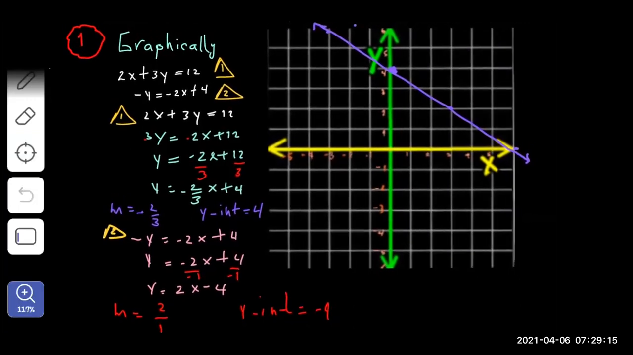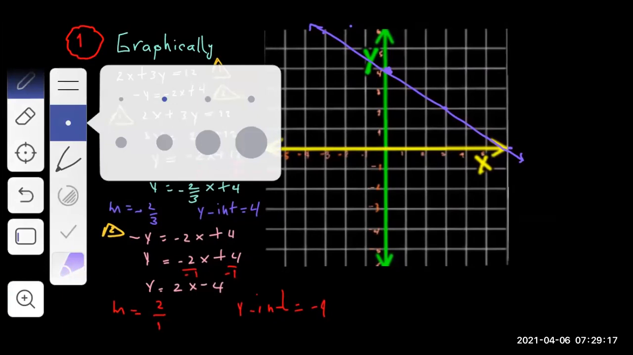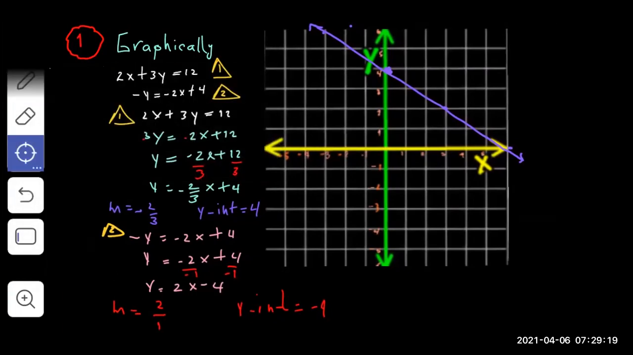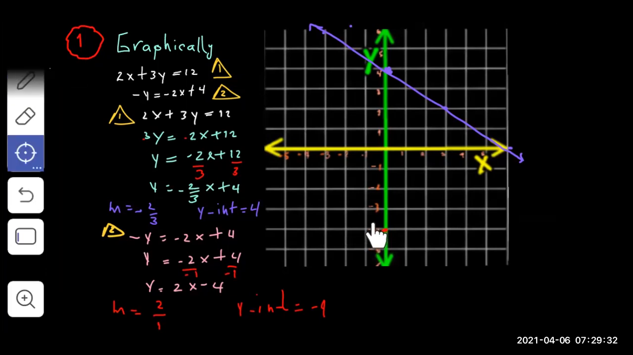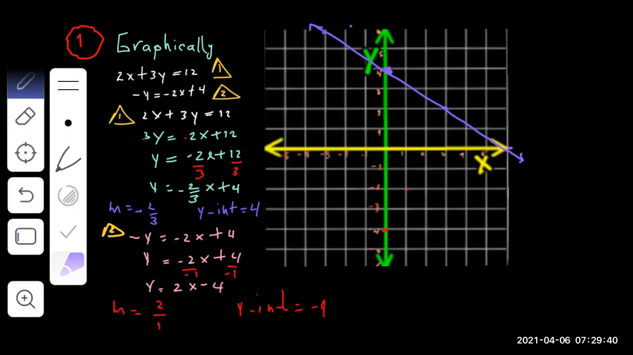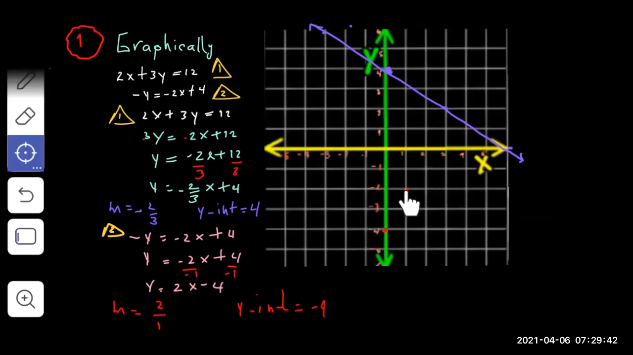Okay, using the basic idea. Let me get this a little bit bigger. So we got the y-intercept. The y-intercept is y equals -4: -1, -2, -3, -4. This is going to be the first point. -4 right here. And what is the slope? The slope is 2 over 1. Okay, 2 positive. 1, 2 up from this point, and 1 to the right. I'm going to get the second point right here. That is the second point, guys.